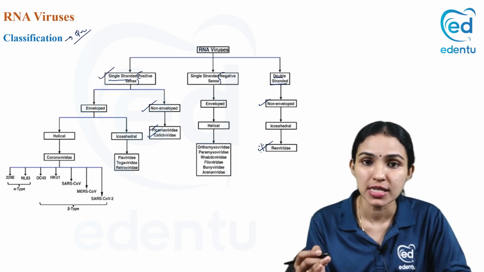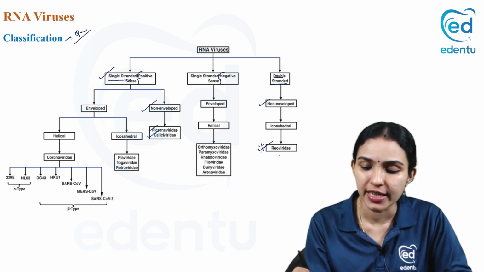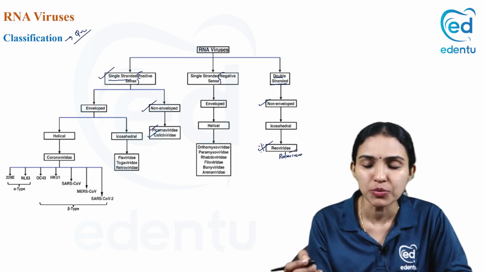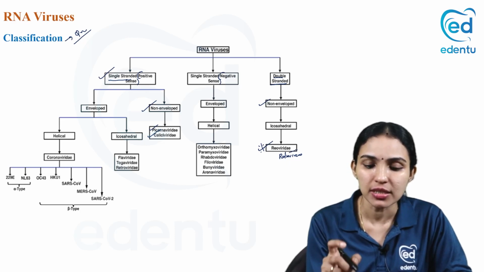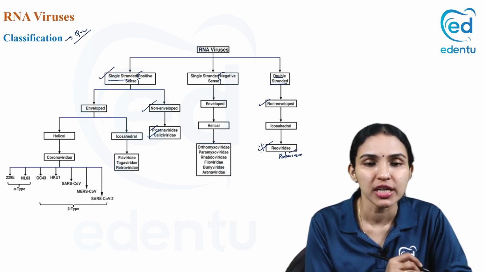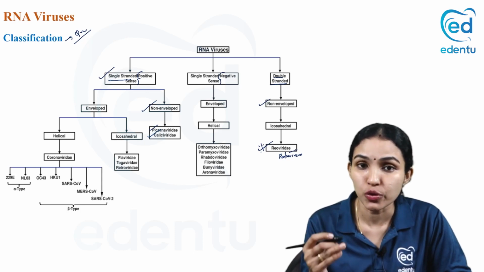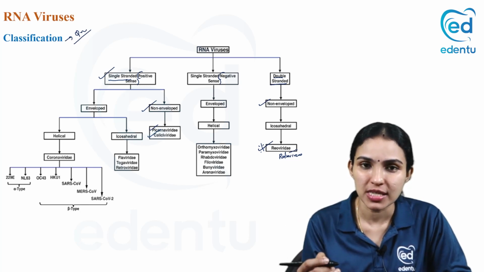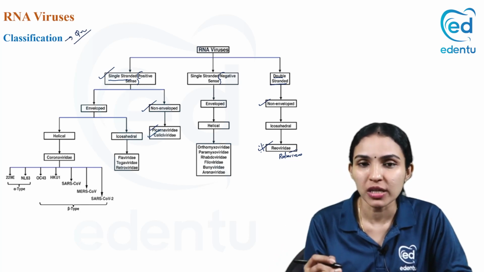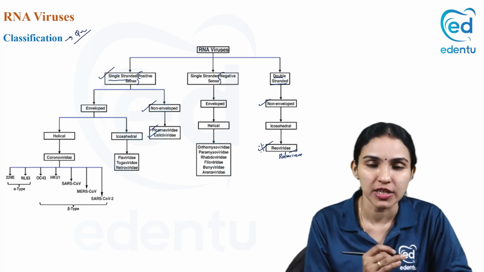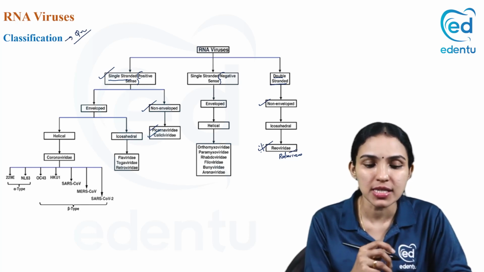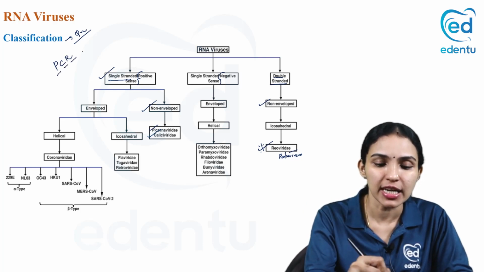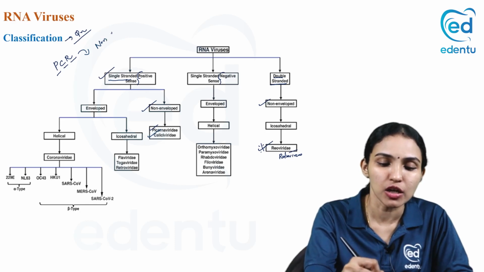So among the RNA viruses, the double-stranded RNA Reoviridae, which includes the famous diarrhea-causing virus rotavirus, is non-enveloped, and among the others which are single-stranded, the two non-enveloped viruses are Picornaviridae and Caliciviridae. Now I hope you remember that in DNA viruses, the non-enveloped ones were parvovirus, papillomavirus and adenovirus. All other DNA viruses were enveloped. And in RNA viruses, you can remember it like this: PCR, Picornaviridae, Caliciviridae and Reoviridae. All these three are non-enveloped.